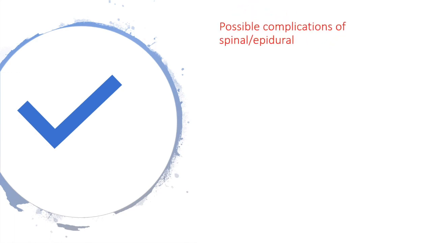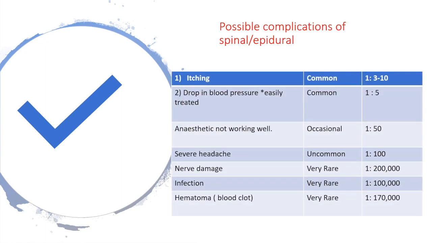A spinal anesthetic is safe and it is rare to have complications, but as with all medical procedures, there are some risks. The major risk associated with a spinal is very rare and is almost the same chance as a major complication following a general anesthetic. I will now go through the risks associated with a spinal or epidural. So common side effects include itching and a drop in blood pressure, both of which are easily treated.